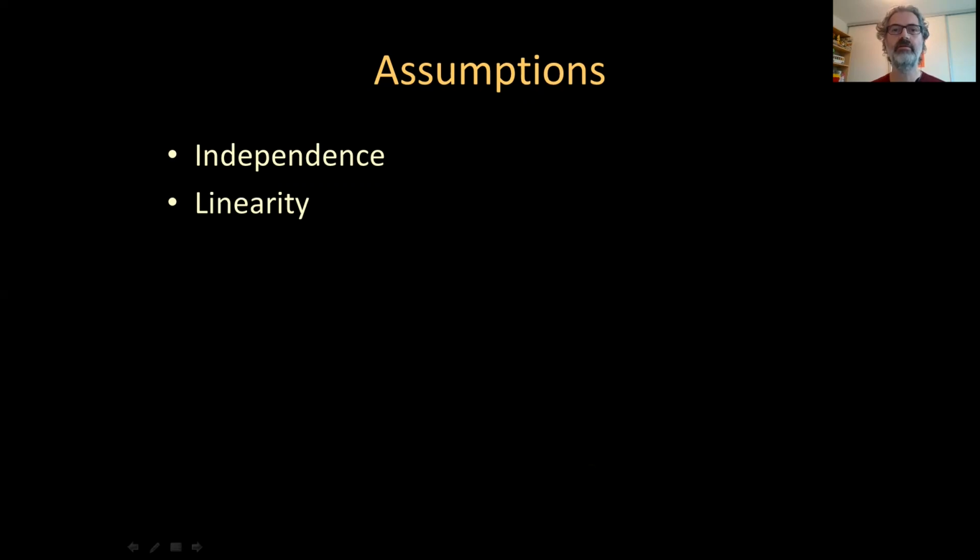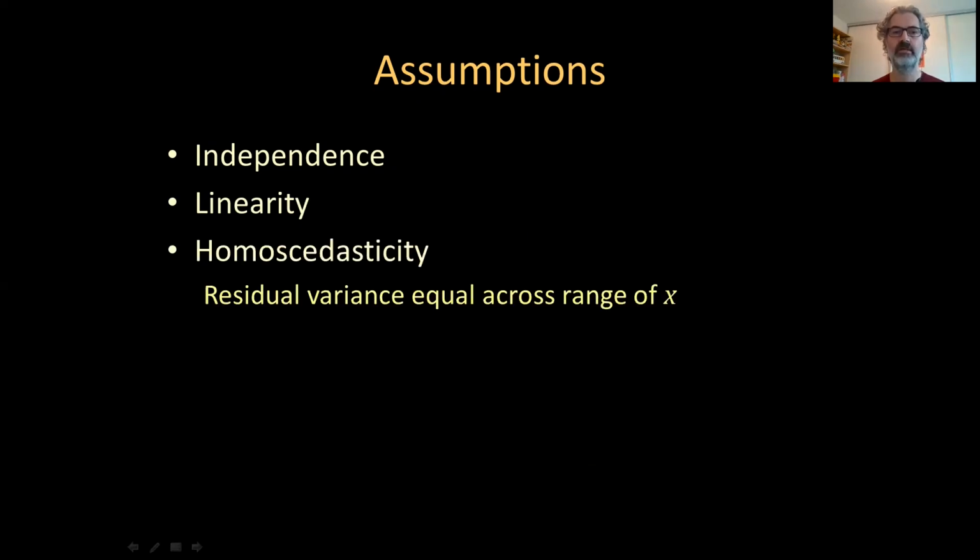So this kind of regression cannot be used with variables that are not in a linear relationship. The third assumption is called homoscedasticity. That's a long and difficult word, and all it means is that the residual variance should be about the same across the whole range.